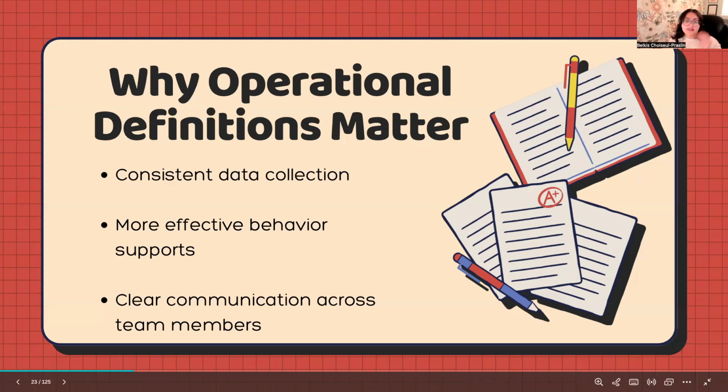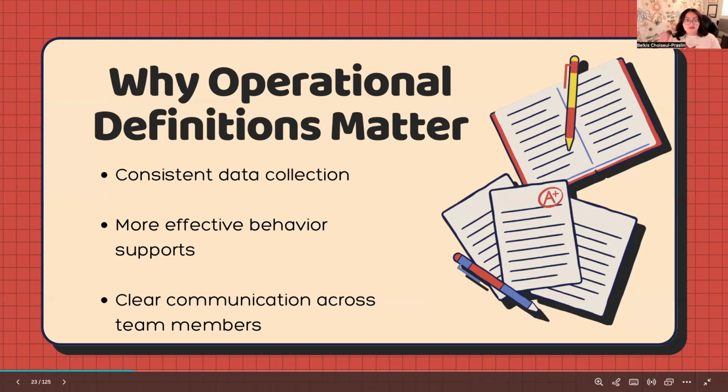Before we start collecting data, we also need to be crystal clear on what we're collecting. And that's where the operational definition comes in. So we remember that an operational definition is a clear, objective, and measurable description of a behavior. If we can't describe the behavior in a way that anyone else could recognize and measure, then any data we end up actually collecting is going to be messy and probably meaningless. And that's honestly just a giant waste of our time.